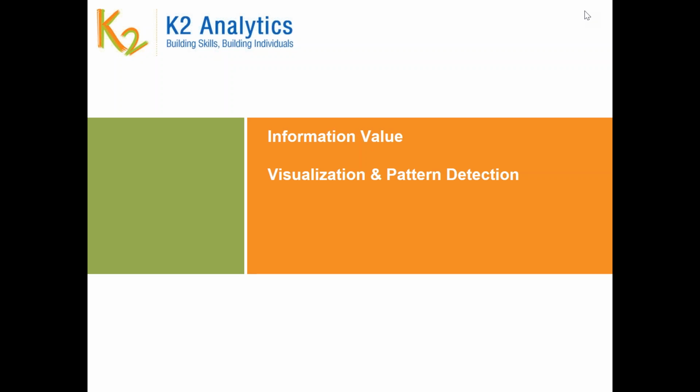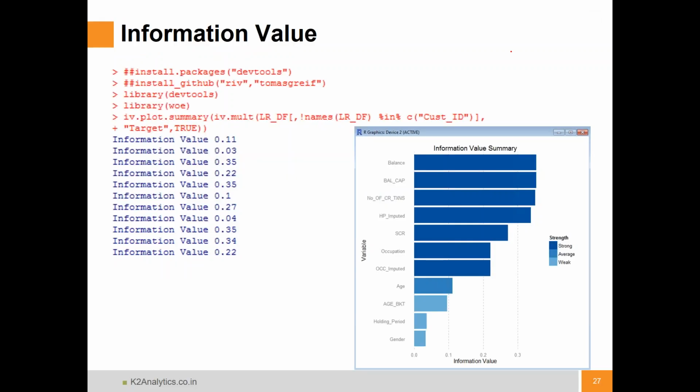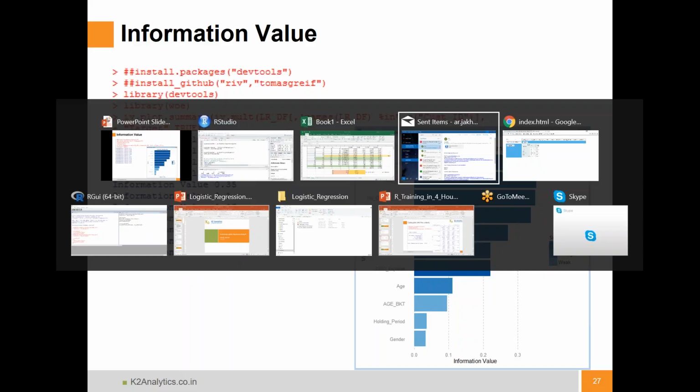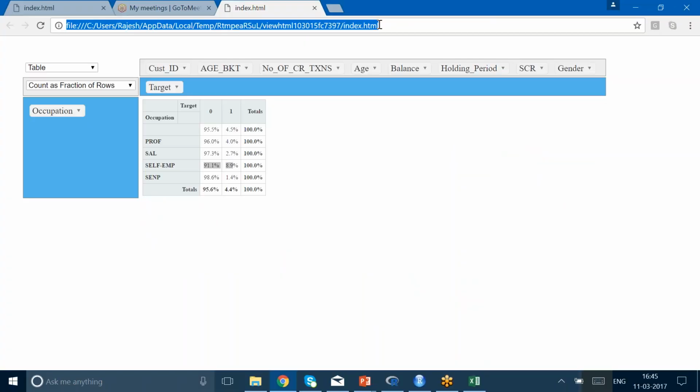In industry, most of the organizations make use of a concept called information value. So I'll now explain this concept of information value to identify which variables are important and which are not. This is the syntax part of it. Rather than going into syntax, first let me explain the concept of how information value can be computed. So let me open one of my blogs.